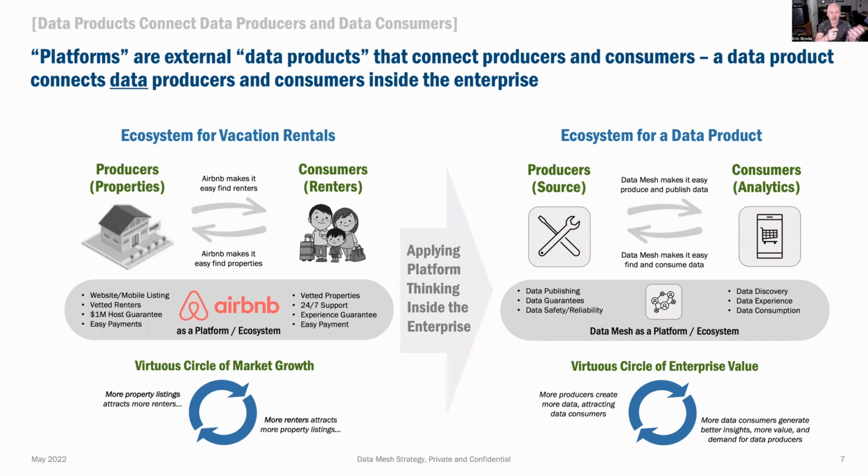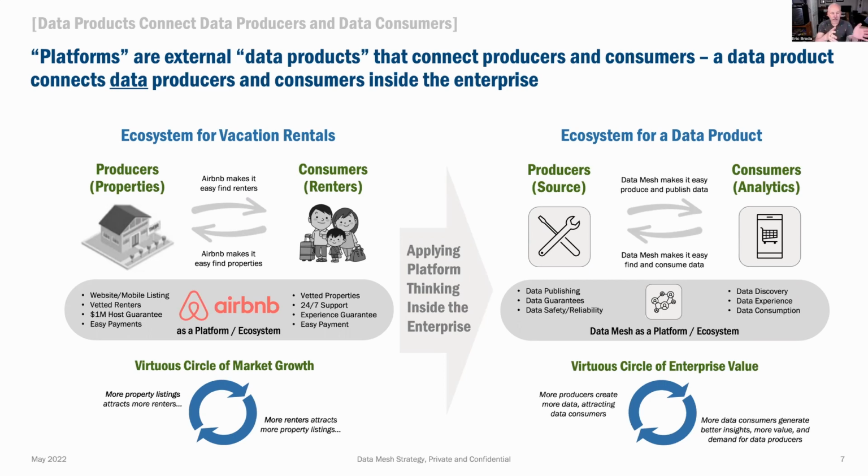So let me explain why. The example I use over here on the left-hand side is Airbnb. In this context, what we have is an ecosystem. I think everybody knows what it is. We have producers that have properties that want to rent, consumers who want to rent them, and Airbnb is a platform that brings those two together, allows them to interact and transact.